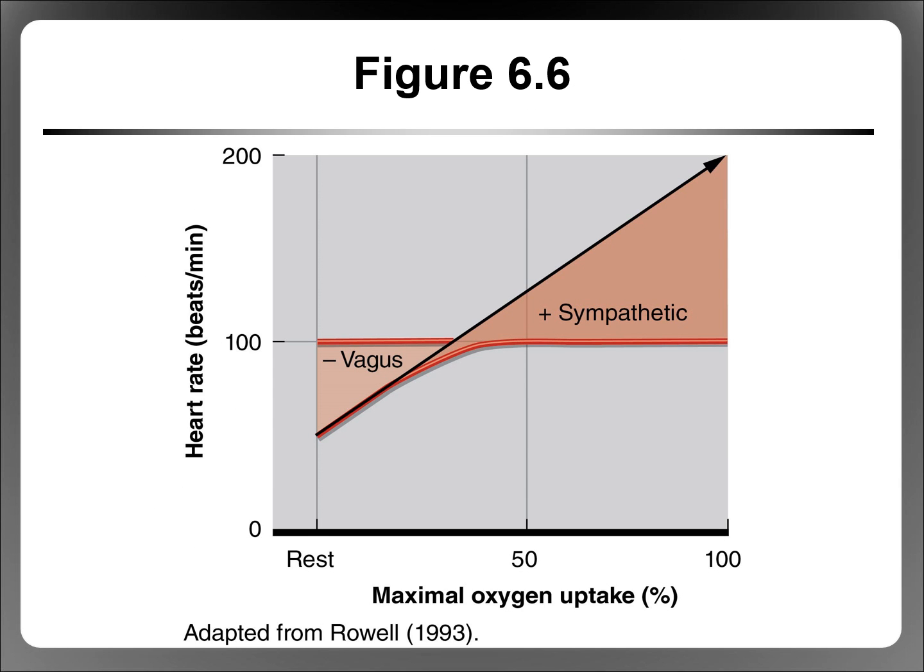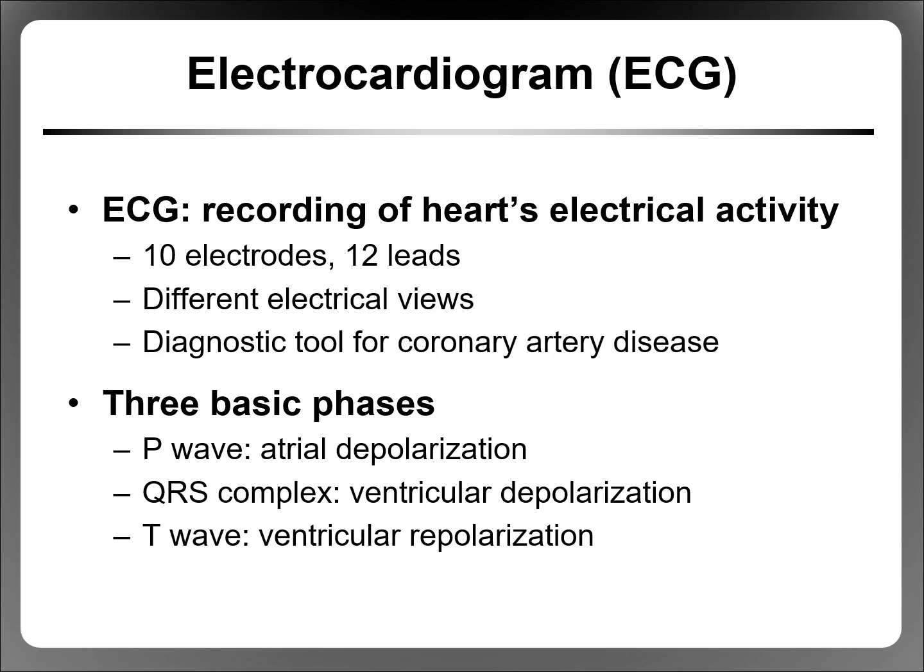So this graph shows the interaction between the parasympathetic and sympathetic nervous system. We know the parasympathetic nervous system via the vagus nerve is going to decrease our heart rate, and then our sympathetic nervous system is going to increase it up until our heart rate max.